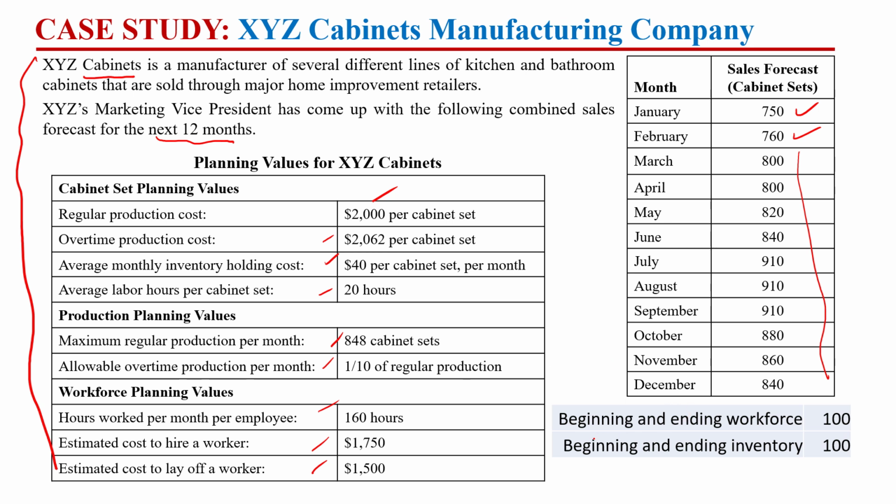In addition to that, they are saying that at the start of this planning we already have 100 cabinets, and we would like that at the end of this time period we must have 100 cabinets. Same is the case for the workforce. Initially, we have 100 workers, and we would like that at the end of the planning horizon, which means at the end of December, we must retain this number of workers as 100. So let's discuss how we can build the math model based on this particular scenario.